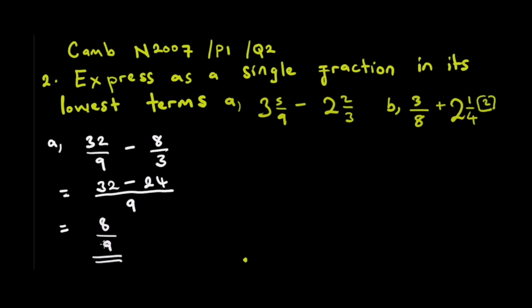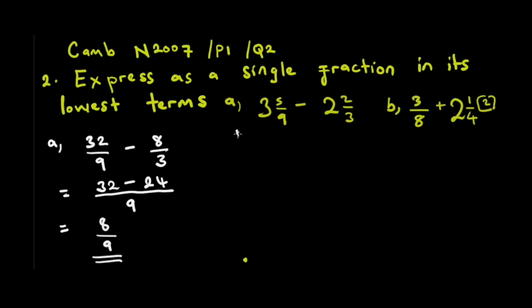So we cannot solve it any further. That means this is going to be our final answer. It's a single fraction. So we must check the demands of the question. It says expressed as a single fraction in its lowest terms. We cannot further simplify 8 over 9. We do not have a factor that goes into both 8 and 9. So this becomes our final answer.